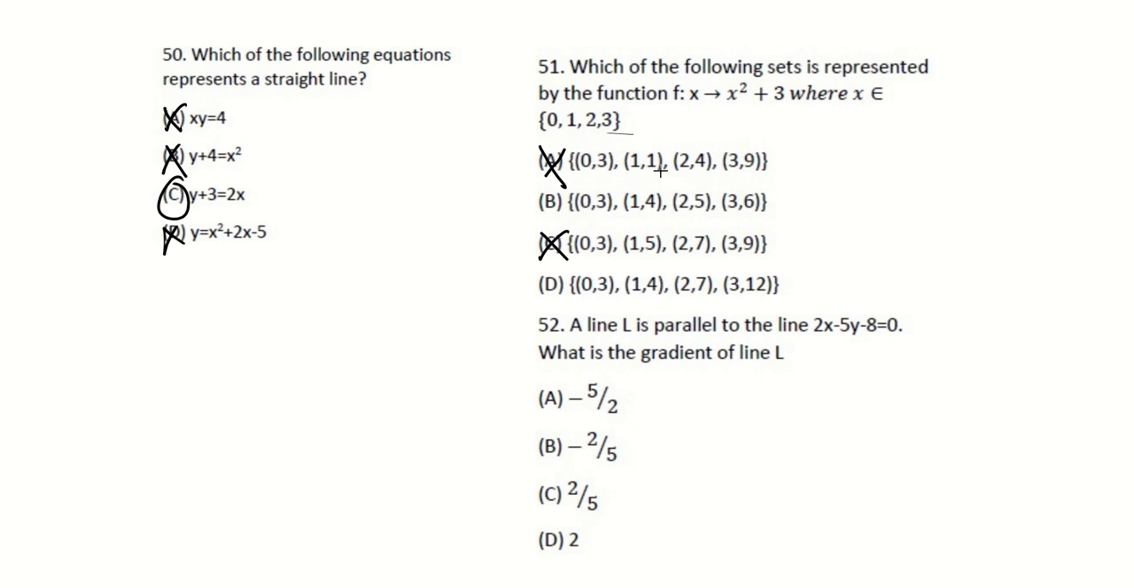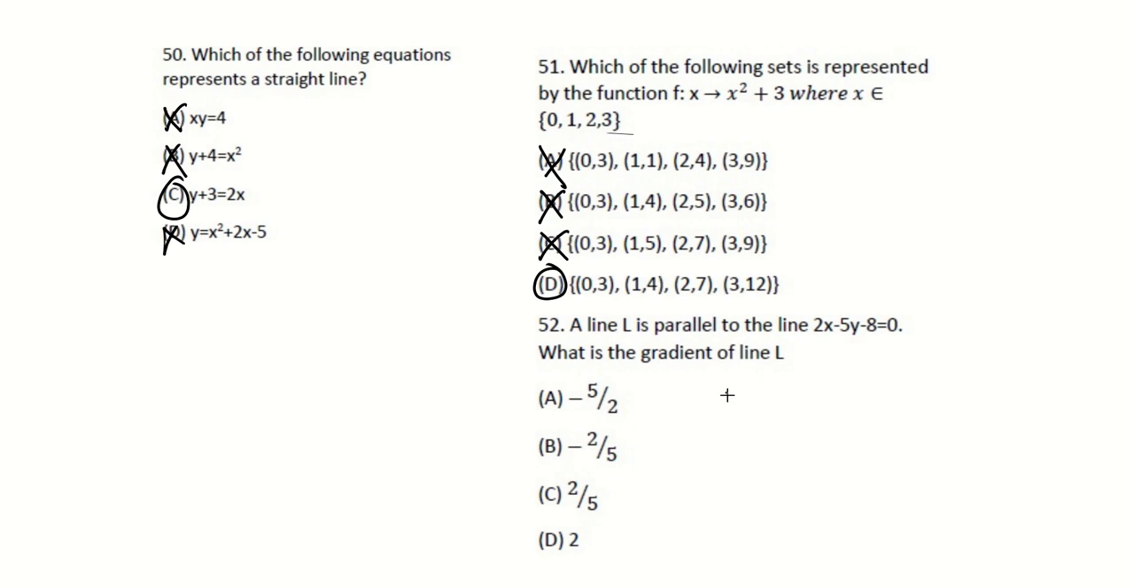So your answer cannot be 2, 5. So it's not this. So through process of elimination, the answer is D. The line L is parallel to 2x minus 5y minus 8 is equal to 0. What is the gradient of the line? They said parallel lines have the same gradient, okay? So if your lines are parallel, the gradient is the same.